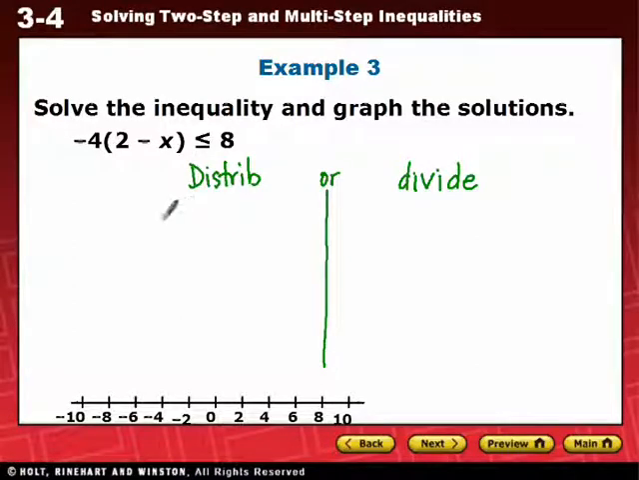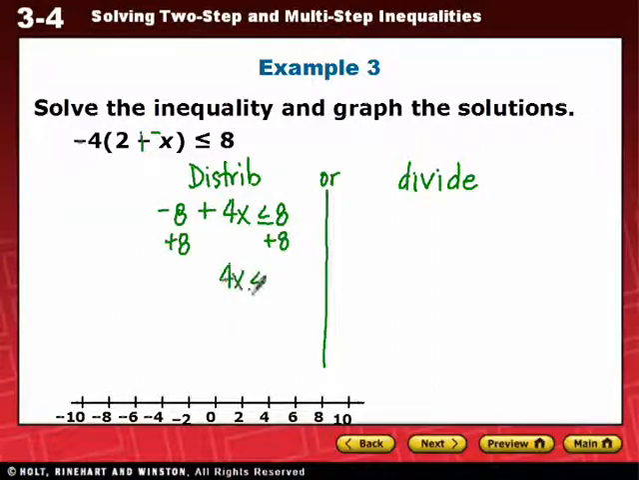So if I distribute, I get negative 8 plus 4x is less than or equal to 8. Right? And then I'm going to add 8 to both sides, and I get 4x is less than or equal to 16, so x is less than or equal to 4.